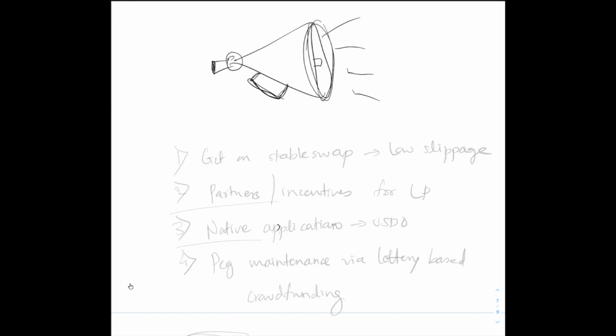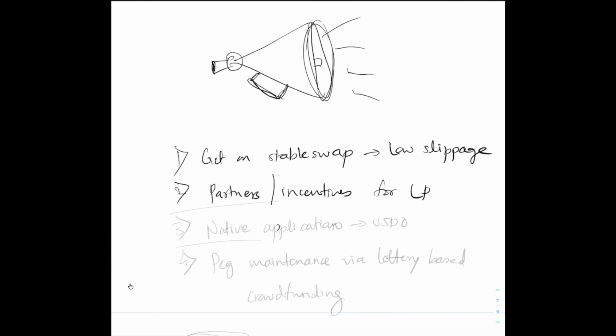But it is worth an experiment while we are building use cases for USDO, native applications for USDO, getting more partners onboarded. All of these things will continue to happen in parallel. But this could be a short-term fix which could potentially work, and that should help the peg. So things which will happen is get on a stable swap, which is actually going to be our own, partners, incentives for LP. This is going to be low slippage.